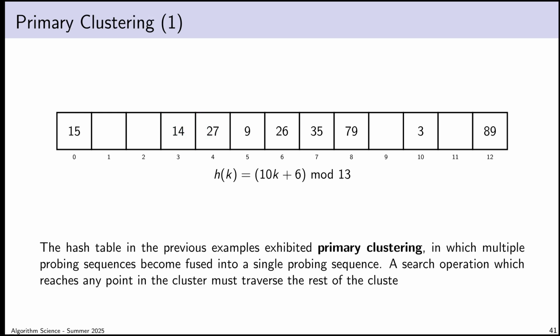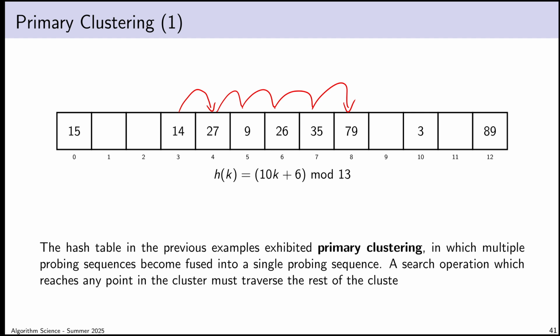All right, so I was talking earlier about clustering, and I want to go back to that. In these examples, we saw what's called primary clustering. And of course, you're savvy enough to realize that that must mean there's something called secondary clustering coming up. Just wait for it. Primary clustering is what happens if the probing sequences for different indices become fused together. Notice how if I start probing at index 4, this is my probing sequence. If I start probing at index 3, though, notice how after one step, I merge into the probing sequence for index 4. They all just get merged into one long probing sequence.